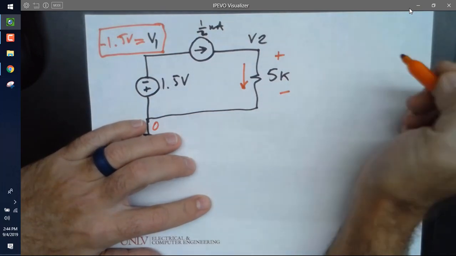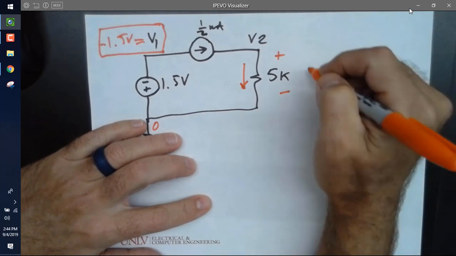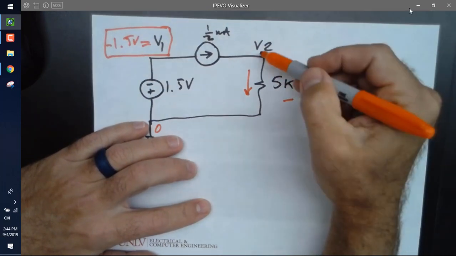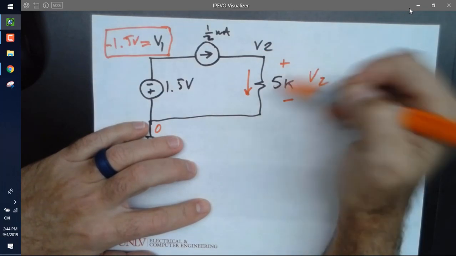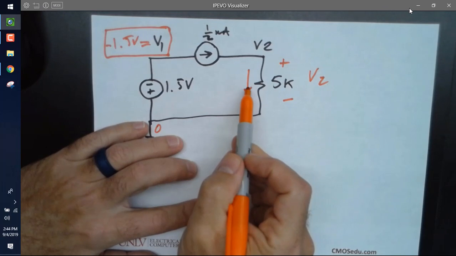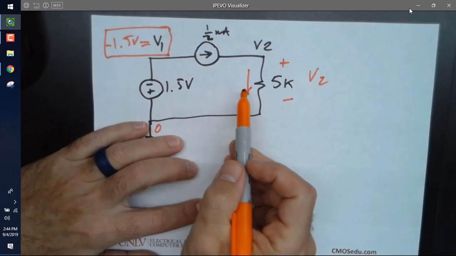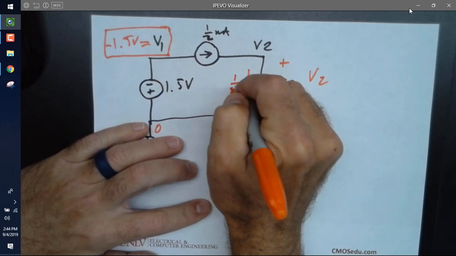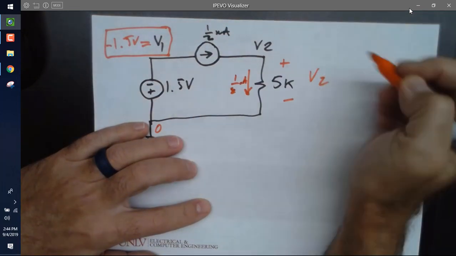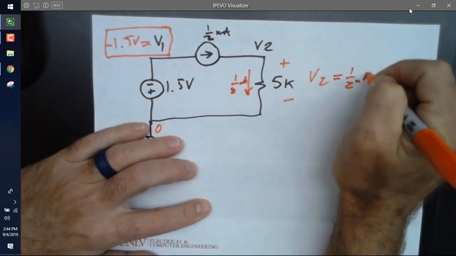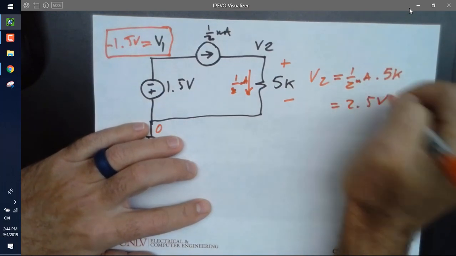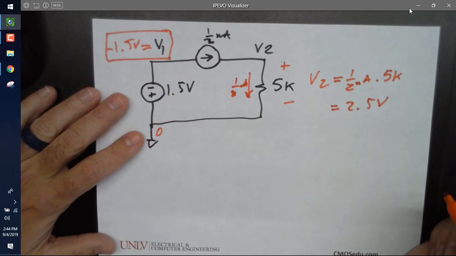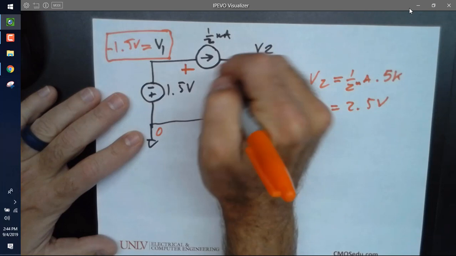I just put it as V2. By definition, that's what V2 is. It's the voltage from the plus to the minus. Then I'm going to say this current is equal to what? 1/2 milliamp. Then I'm going to go over here and I'm going to say V2 equals 1/2 milliamp times 5K, which is 2.5 volts. Any questions on that? Now I'm going to come back here and I go, what's the voltage Vx?